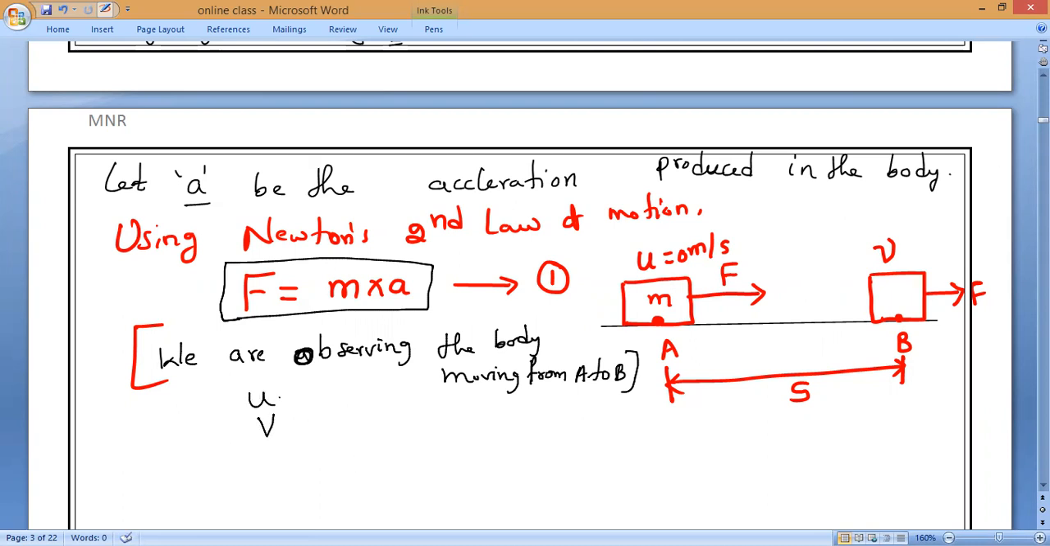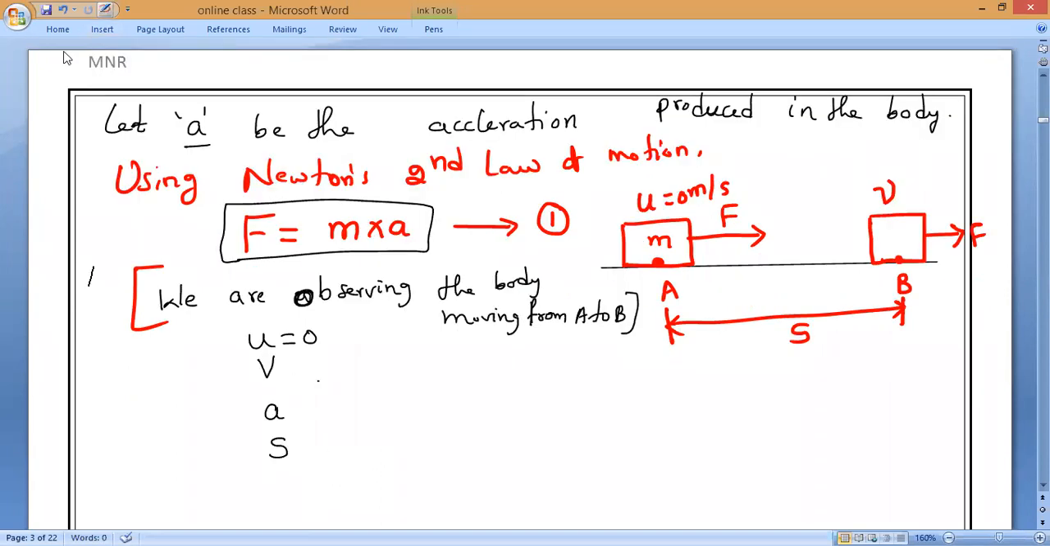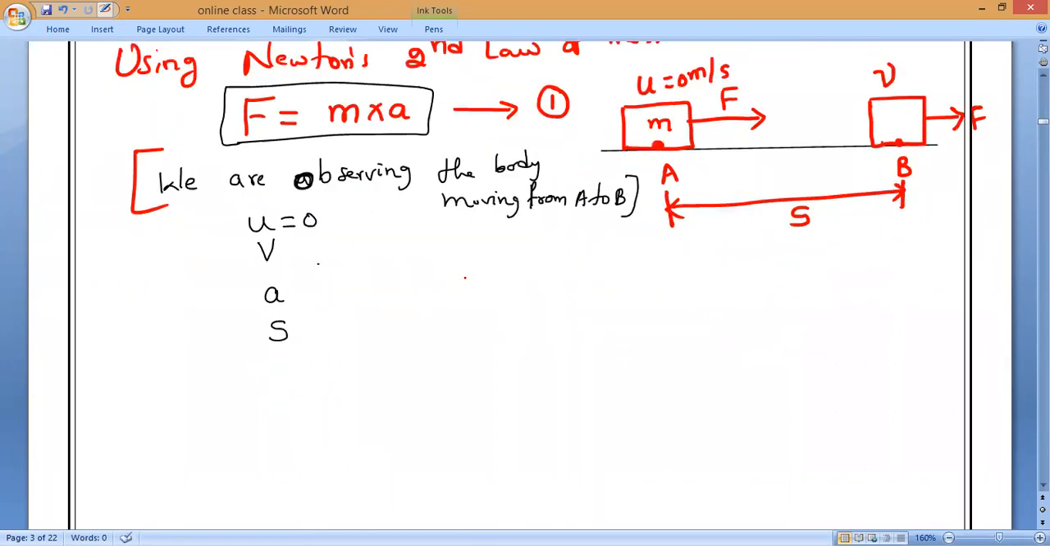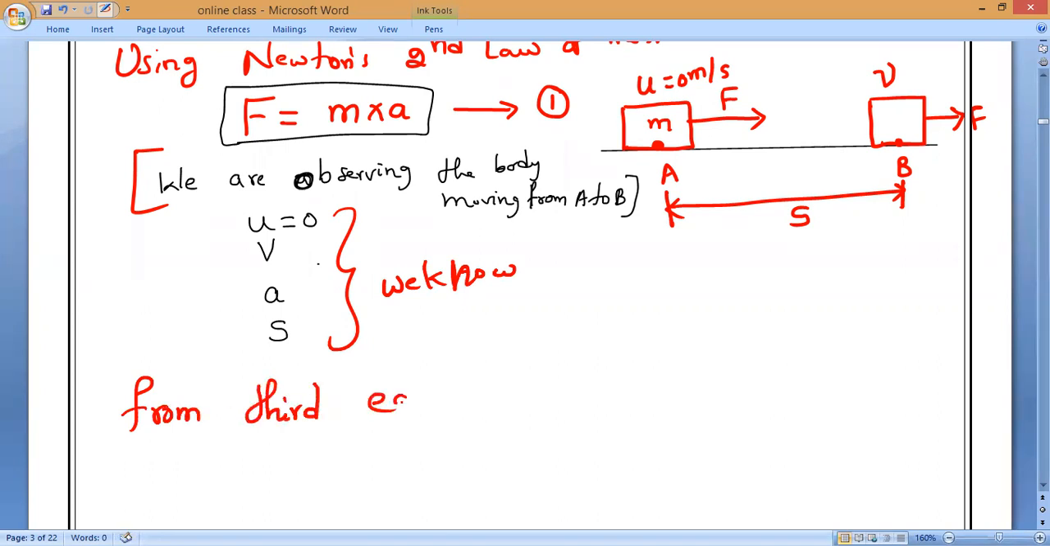Now, what is the given data? Initial velocity is 0. Some final velocity is attained. Acceleration we also know, and the distance traveled. Based upon this, which equation can we apply? We know the initial velocity, final velocity, acceleration and distance. No time is mentioned. So which equation of motion will we use? v squared minus u squared equals 2as. The third equation of motion. What is the third equation of motion? Fast, everybody.